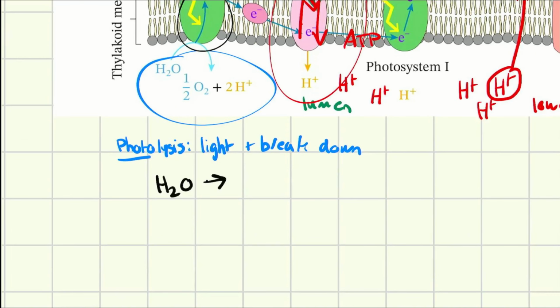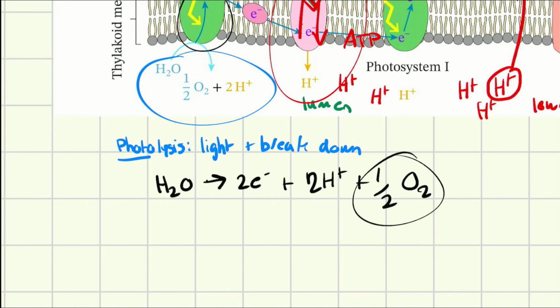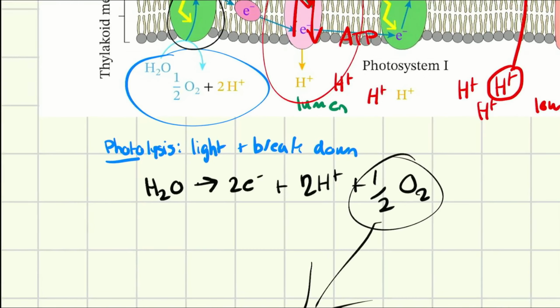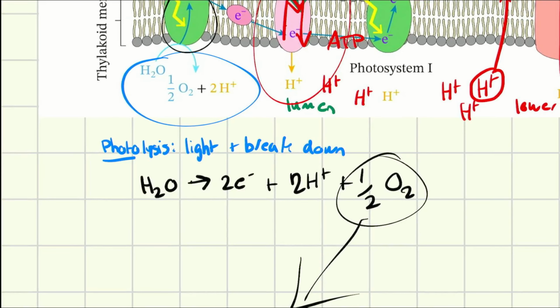So water is going to break down into 2 electrons, 2 protons, or 2 hydrogen ions, and 1/2 of an oxygen. And this is where our oxygen comes in. This is going to be our source of oxygen. Where we get oxygen from is this process of photolysis. So this is going to be sent out, and what we have left is 2 electrons and 2 protons.